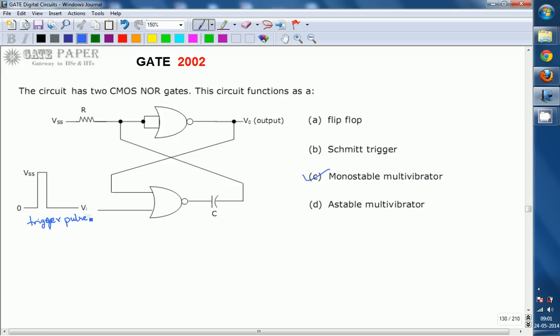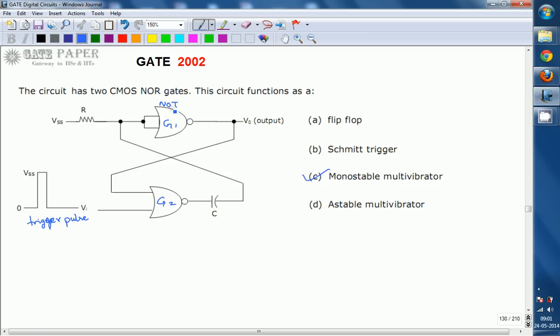So now we will see the operation of this CMOS monostable multivibrator, which consists of two NOR gates. This is gate 1 and this is gate 2. Both are CMOS gates. If you observe G1, for this NOR gate both the inputs are shorted together, so that it simply acts as a NOT gate, or inverter.